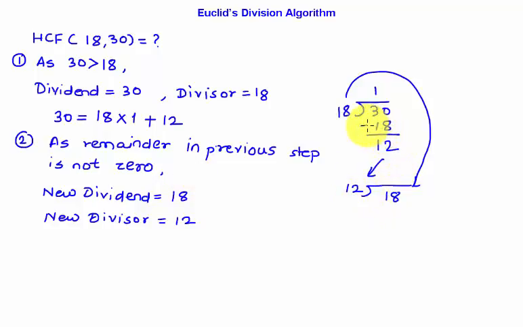Now we have to carry out this division again. Similar to the first step, if we divide 18 by 12, what do we get? 12 ones are 12, and if we subtract 12 from 18, we get the remainder 6. This division can be represented in Euclid's division lemma form as the dividend, which is 18 in this step, equal to the divisor 12 multiplied by quotient 1, plus the remainder, which is 6.